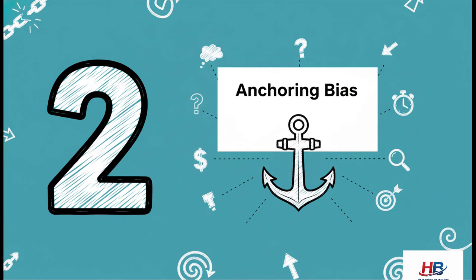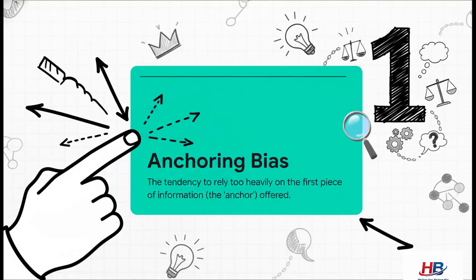Okay, next up, we have a bias that can have a huge influence on negotiations and planning. It's called the anchoring bias. This bias is all about the power of the first number. Once an initial piece of information, what we call the anchor, is thrown out there, it becomes the reference point for every single judgment that follows, whether it's relevant or not.